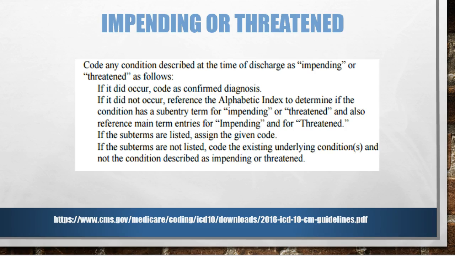So for those of you that are learning codes or coding for a facility, note that if at the time of discharge the condition is categorized as impending or threatened, if it occurred, code as confirmed. Code the confirmed diagnosis. If it did not occur, reference the alphabetic index to determine if the condition has a sub-entry term for impending or threatening, and also reference main term entries for impending or threatening in your alphabetic index. If the subterms are listed, assign the given code. If the subterms are not listed, code the existing underlying conditions and not the condition described as impending or threatened.